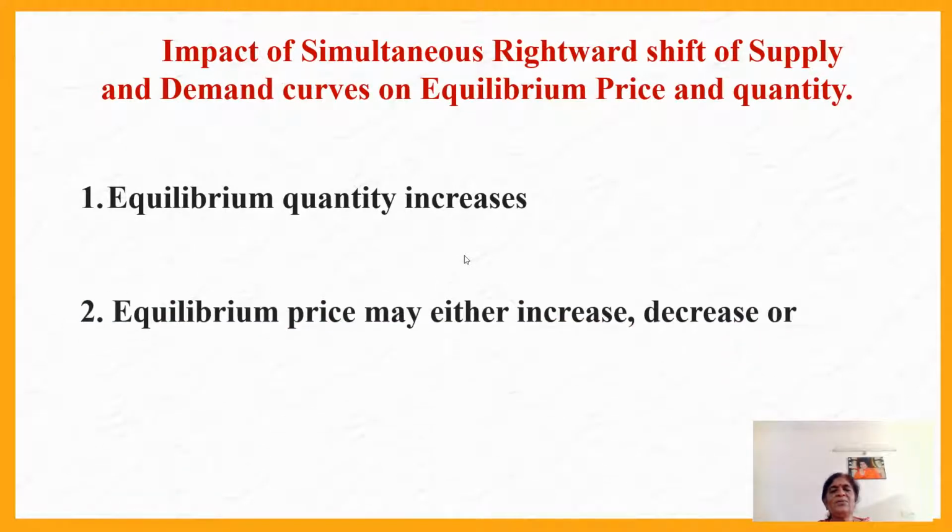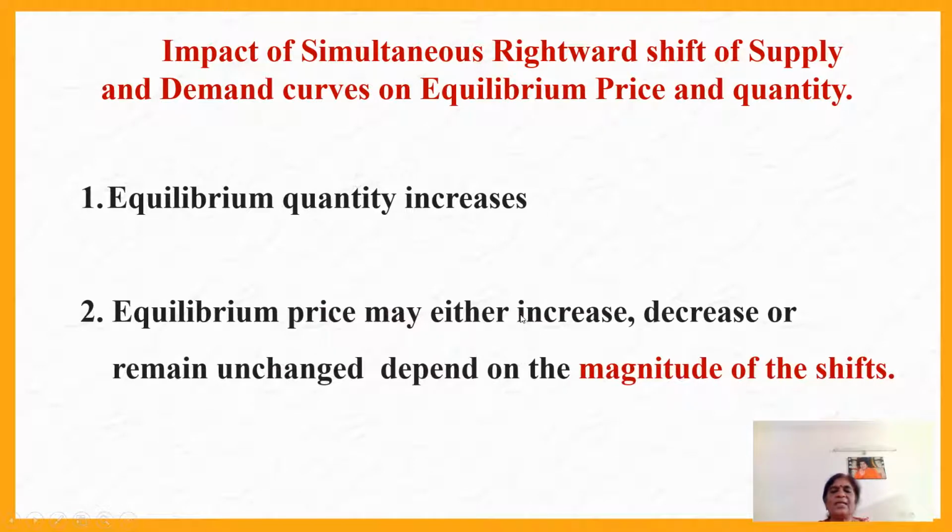And now we are going to discuss the impact of simultaneous rightward shift of supply and demand curves on equilibrium price and quantity. What is the effect of this shift on equilibrium quantity and the price? We have seen that quantity will increase. There will be no doubt because both shift rightward. But as far as price is concerned, equilibrium price either may increase or decrease or remain unchanged.